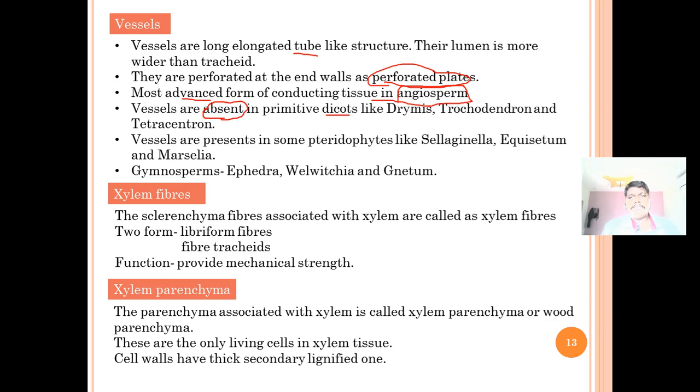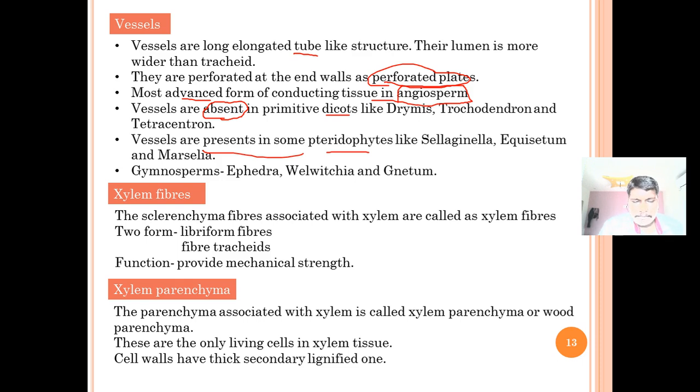Examples are Drimys, Trochodendron, and Tetracentron. Surprisingly, in pteridophytes like Selaginella, Equisetum, and Marsilea, we may find vessels. Similarly, we may find them in some gymnosperms also: Ephedra, Welwitschia, and Gnetum.